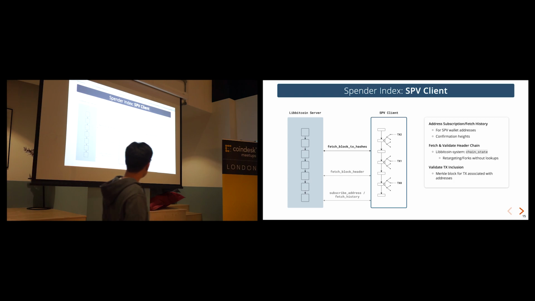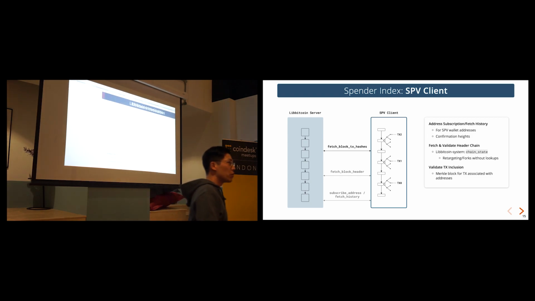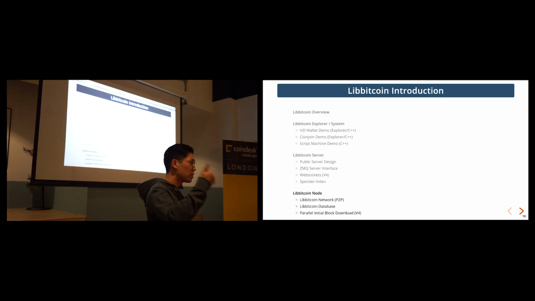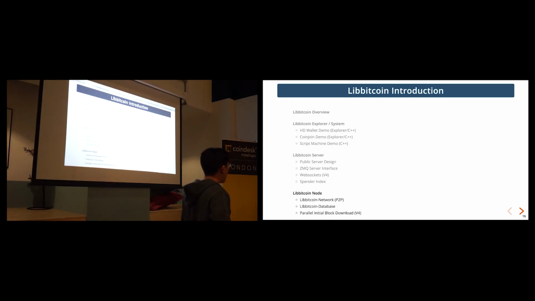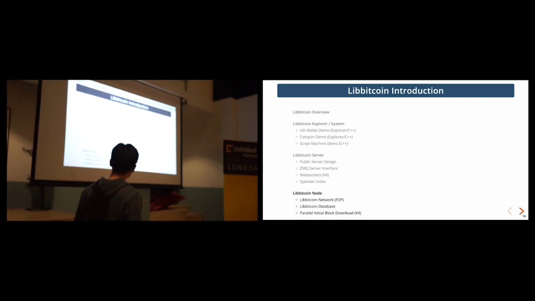And yeah, obviously I'm going to want to prove that the transactions I'm interested in are actually included in the headers. Okay, so that's server performance, scalable, public server design, and spender index. Those are, I think, most of the key takeaways.